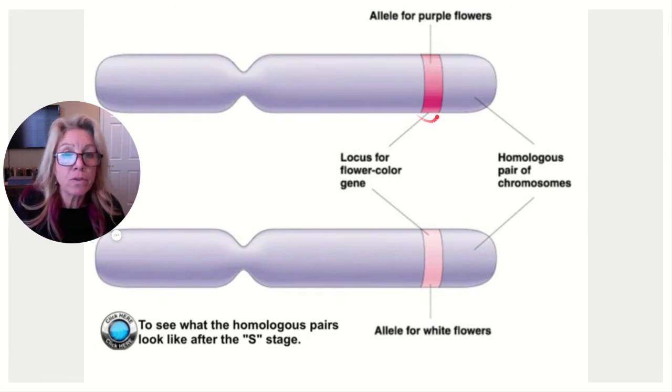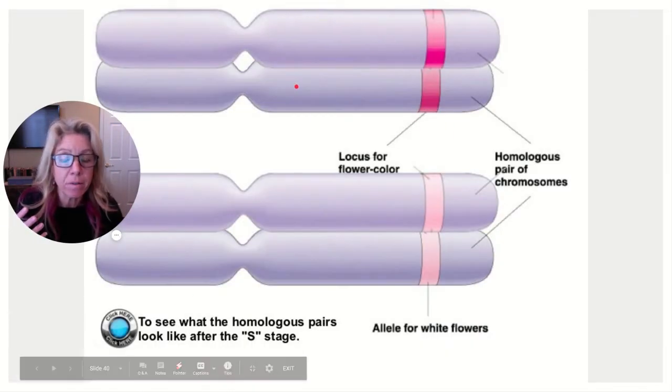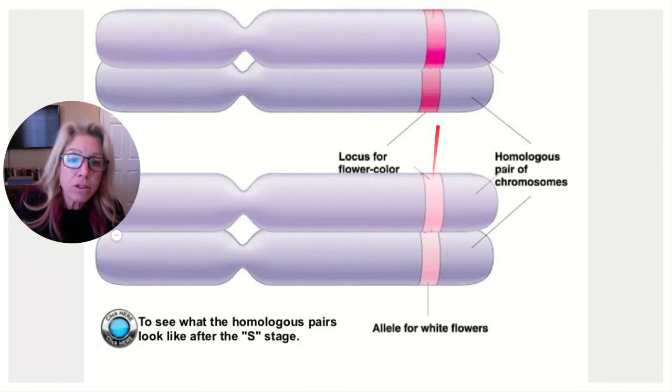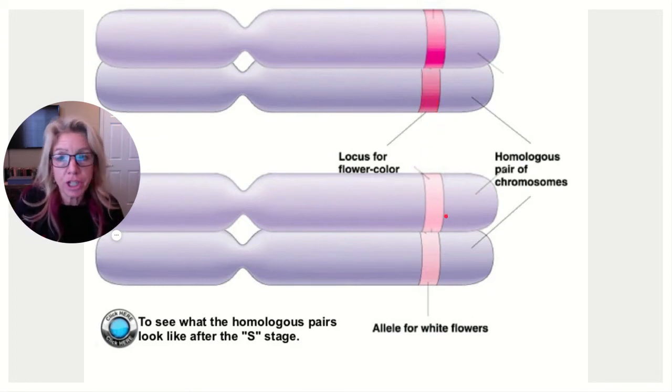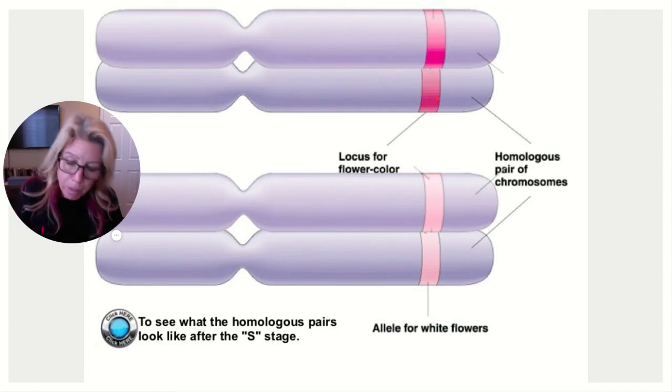This one codes for purple flowers, this particular version of coloring. This one codes for white flowers. And so this is a homologous pair. During the S stage of interphase, each of those chromosomes is going to replicate itself. And so alleles are alternative forms of a gene. Also, they're both coding for color on the flower, one white, one purple.